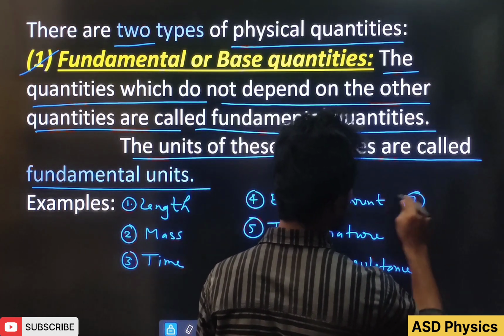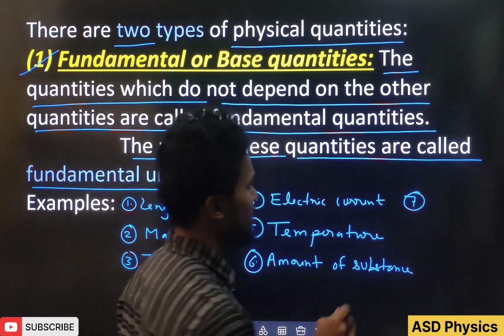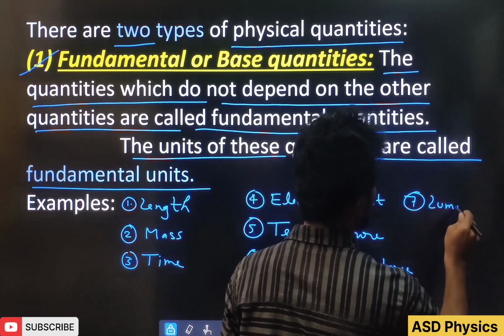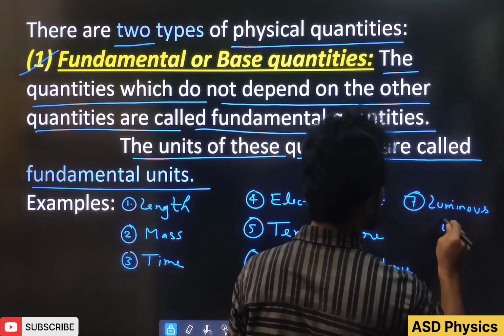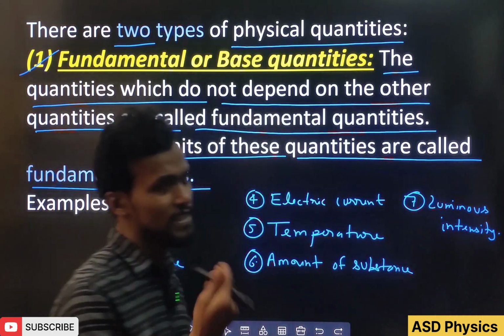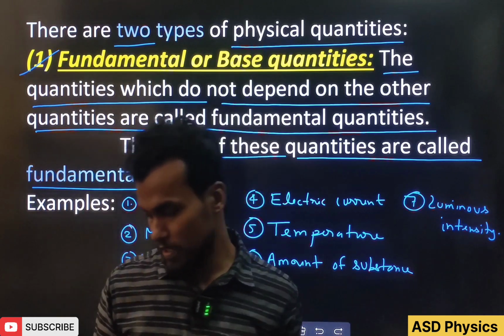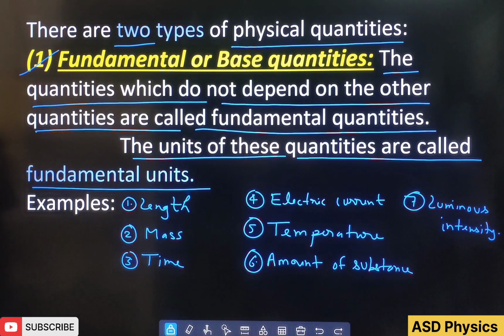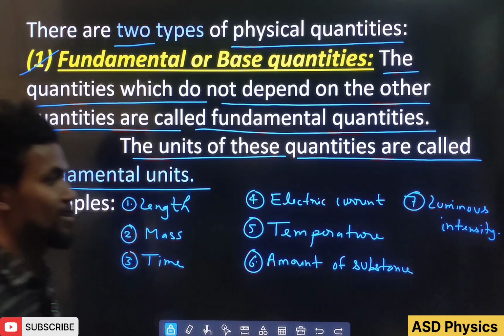And one seventh one is there. It will be very rarely used in physics, but okay, we can call it luminous intensity. This is the luminous intensity. So there are 7 fundamental quantities. Later we will see there are 2 supplementary quantities also. But please remember this thing, 7 fundamental quantities.